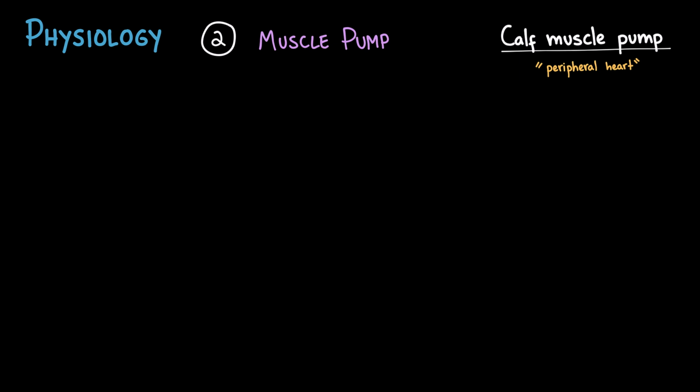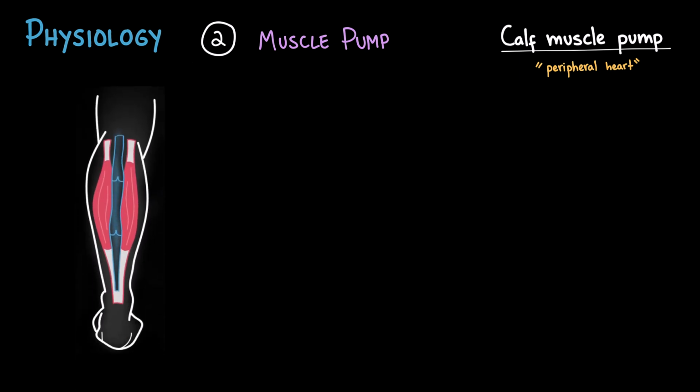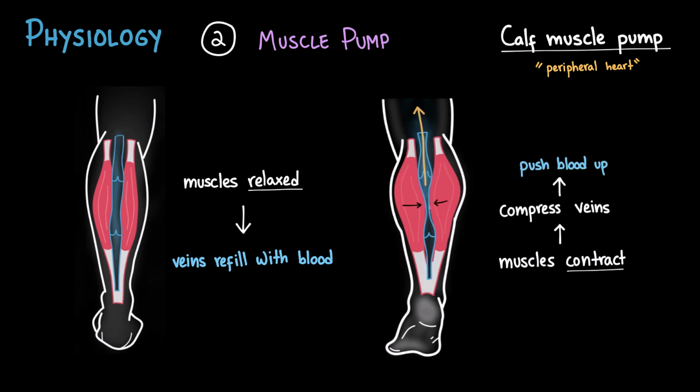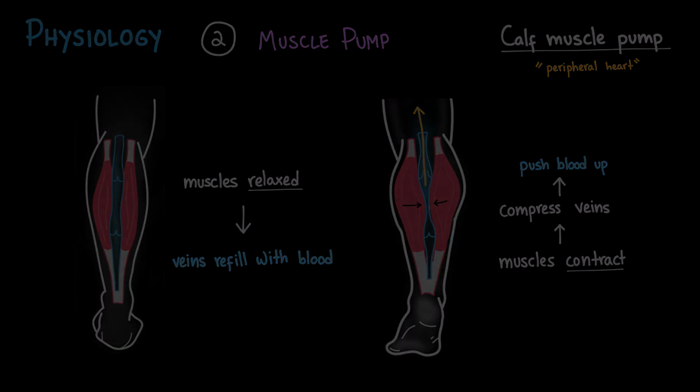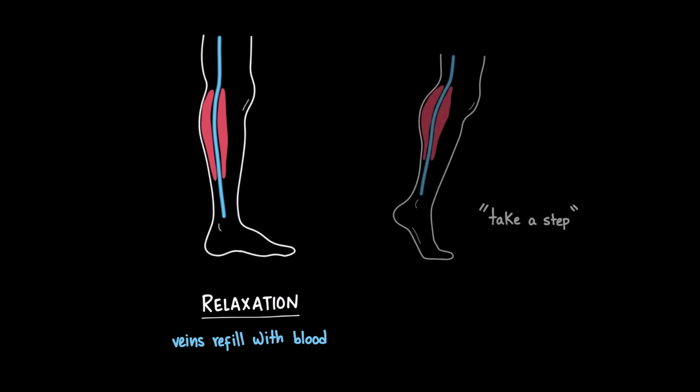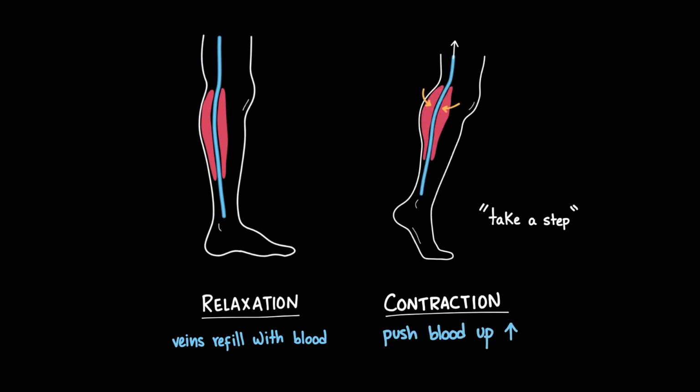Let's visualize this. Imagine a posterior view of the calf. The deep vein sits between the muscles. When the muscles are relaxed, the veins fill with blood. But as soon as we take a step and the calf muscles contract, they compress those veins, forcing blood upward towards the heart. And that's what happens when we walk. A simple but incredibly efficient cycle. When the muscles relax, the veins refill with blood. And when we take a step, the muscle contracts and blood is pushed upward. So, relaxation refills, contraction pushes up.